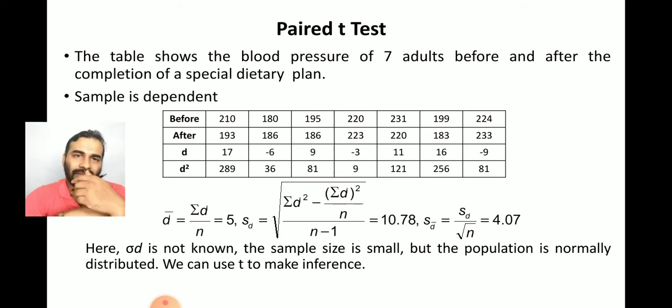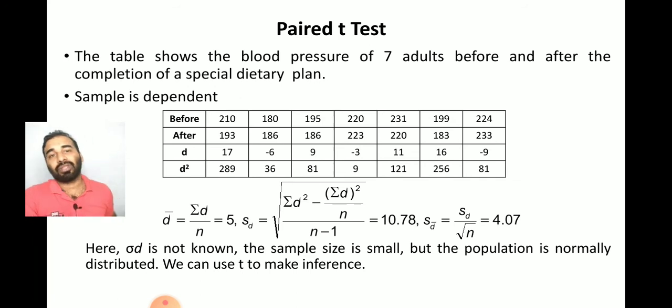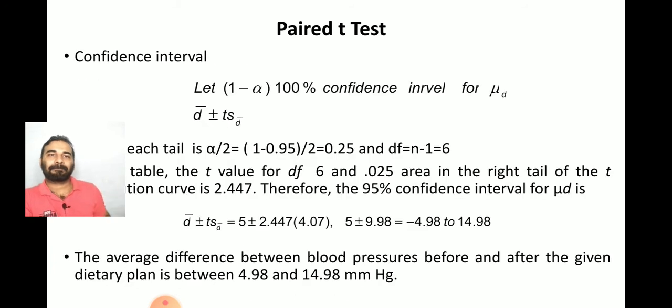Look here, we don't know the population standard deviation, and the sample size is small. We can assume that the population is normally distributed. So in this case we can use the t-test to make the inference about this problem. How to do that?